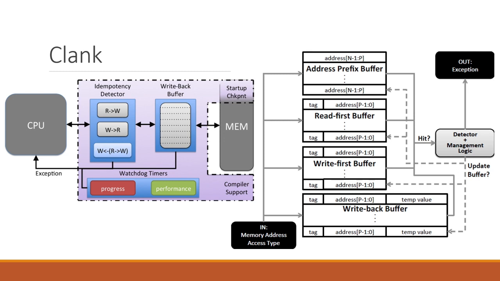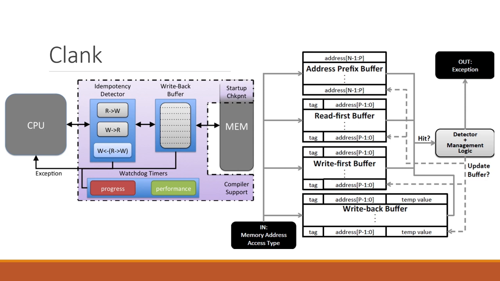The read first and write first buffers. The read first and write first buffers within Clank's architecture serve as crucial components for efficient idempotency tracking and detection. These buffers are designed to manage memory accesses and track the order in which read and write operations occur during the program execution.